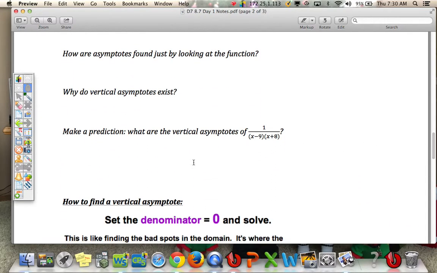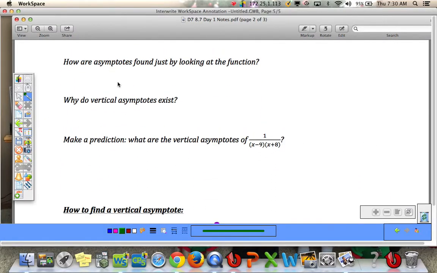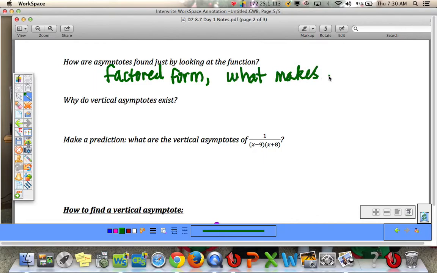How are asymptotes found? By just looking at the function. So you have to look at the factored form. And it's what makes each factor equal 0. It's the zeros of the bottom.